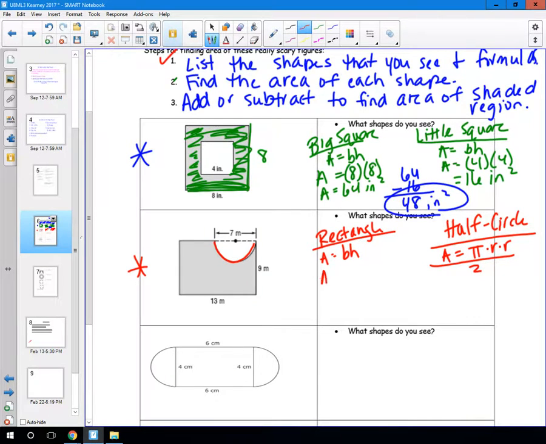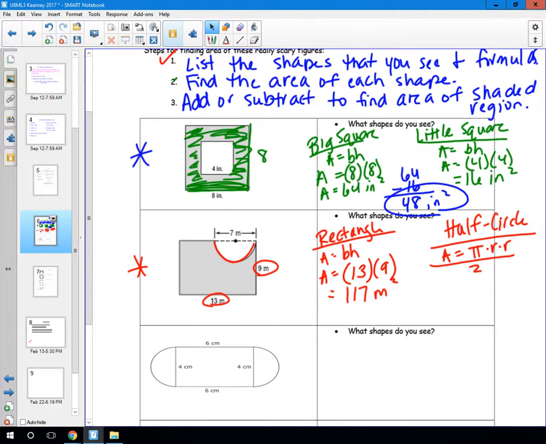So the area of my rectangle, I'm going to do base times height. So I'm going to do 13 times 9. So if I use my calculator, 13 times 9 is 117 meters squared. Okay, so I've done half of step 2, but I've got to find the area of my half circle. So when you look at this circle, you see that if this were a whole circle, what would my diameter be? 7. That's right.